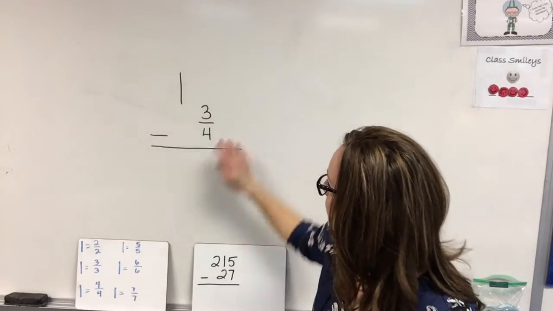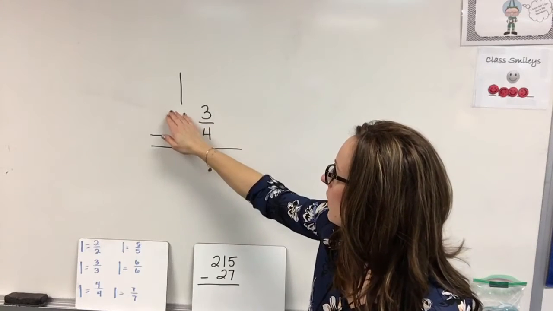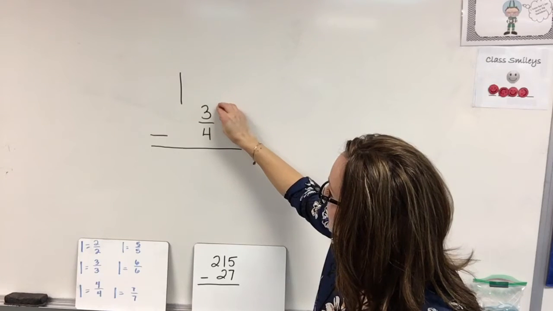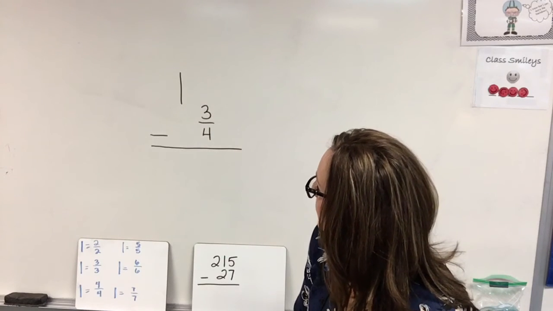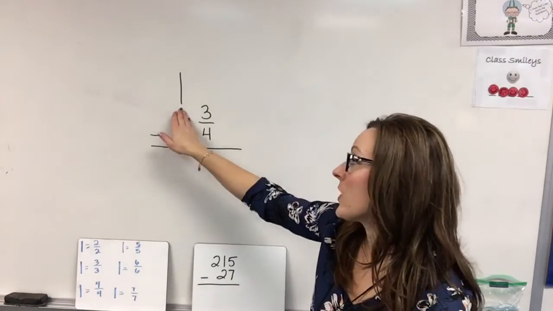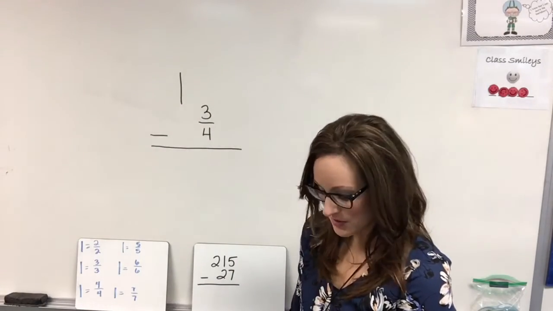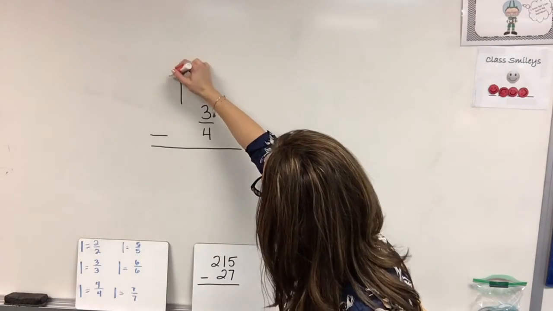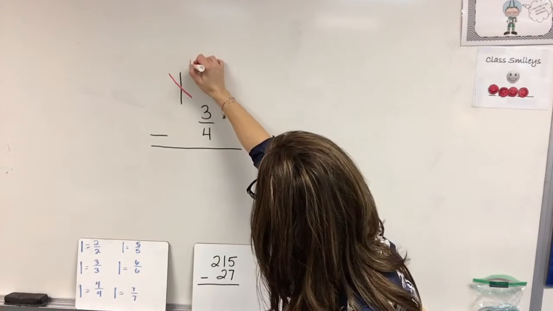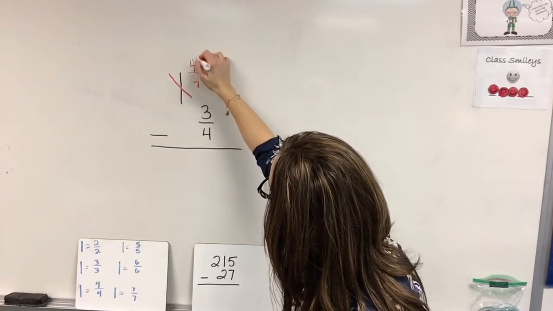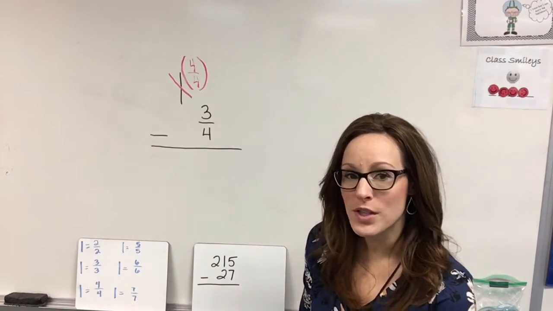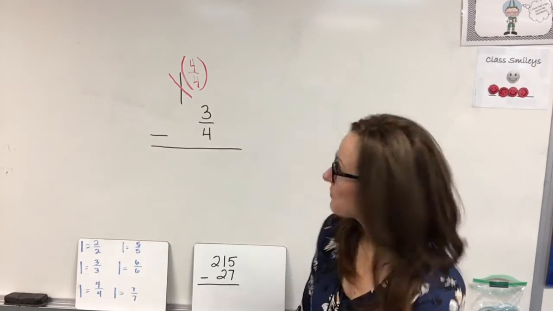Well, we know that 3/4 is part of one whole. It's a case where 4 parts makes up a whole, and 3 parts out of that is being subtracted from the whole. We need to borrow from our 1, and in order to do that, we have to turn our 1 into an improper fraction. So the first step is to cross out our 1, and because we're working with fourths, I'm going to turn this 1 into 4/4. So the first step is to turn your whole number into an improper fraction.